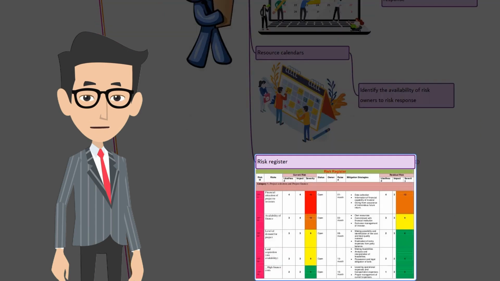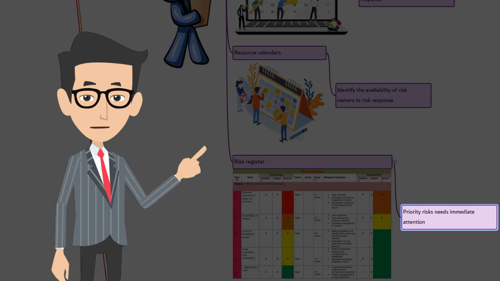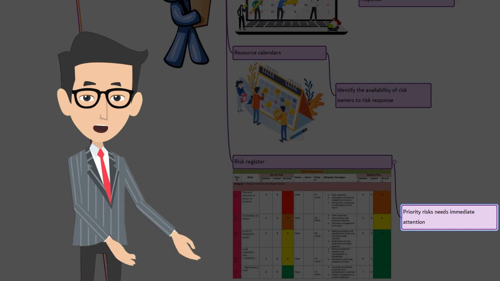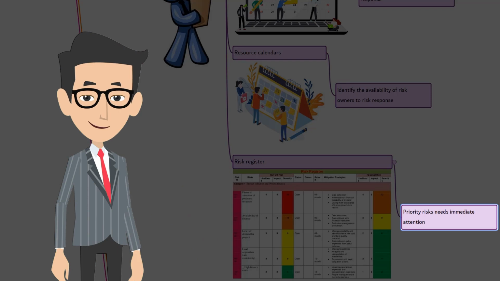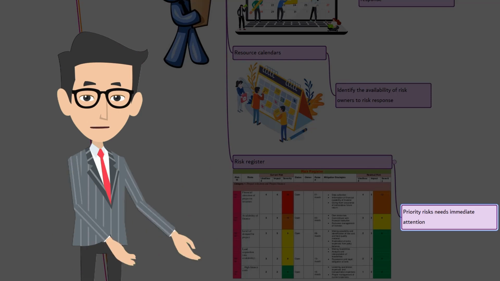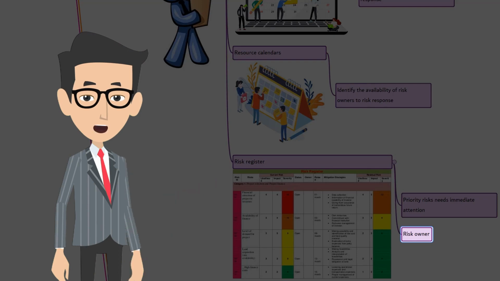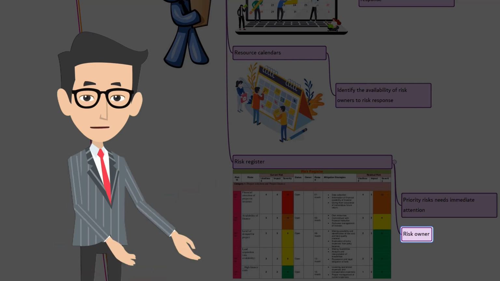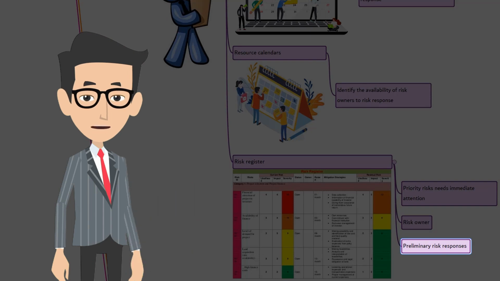Risk register. Typically, the risk register contains details about individual risks. Depending on the priority of each risk, the appropriate risk responses are selected. Priority risk may require proactive response strategies and/or priority action. The non-priority risk can be put on the back burner. The risk register identifies the nominated risk owners for each risk. It may also contain preliminary risk responses identified.